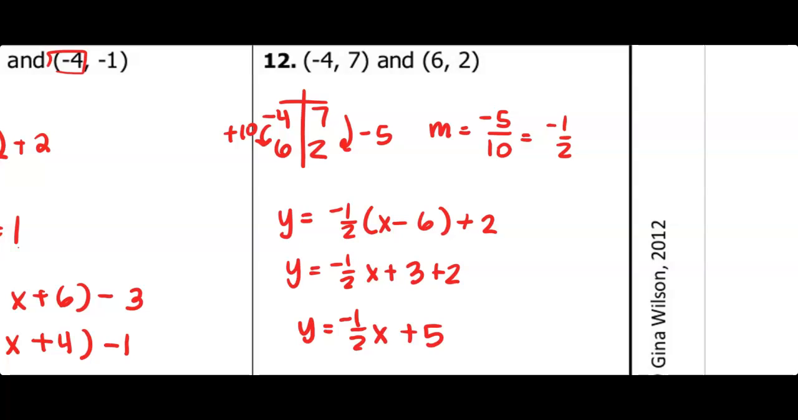Plugging in either point, it doesn't matter. I chose 6, 2. And so when I distributed, I did -1/2 times x, which is -1/2 x. -1/2 times -6 gave me +3. And then +3 plus 2 gives me the +5 that I got at the end. So it shouldn't matter if you plugged in the point -4, 7 or if you plugged in the point 6, 2. Your final slope-intercept form equation should be y equals -1/2 x plus 5.